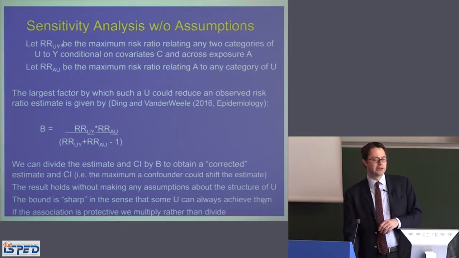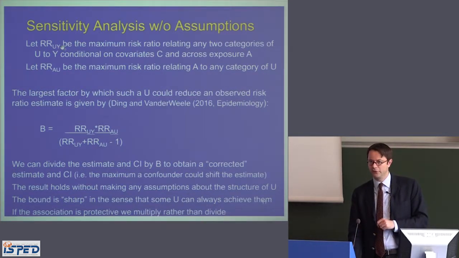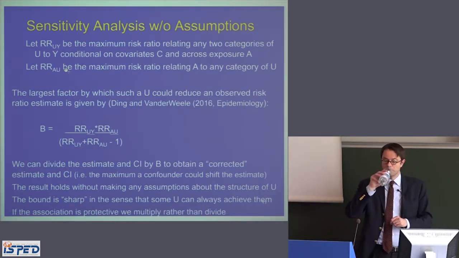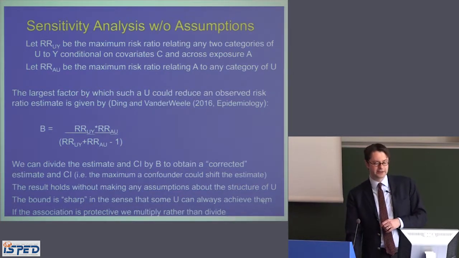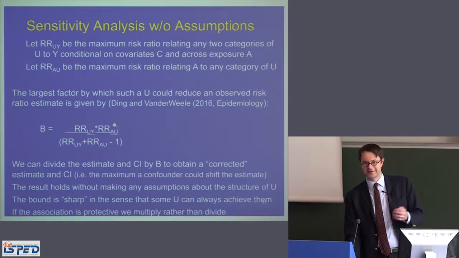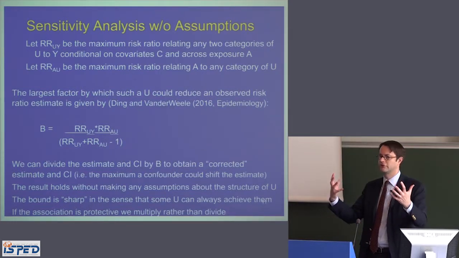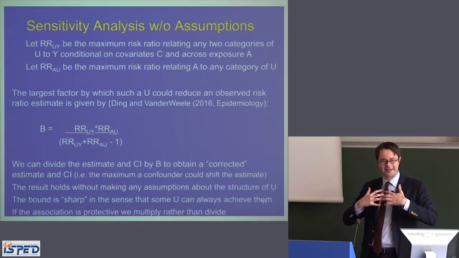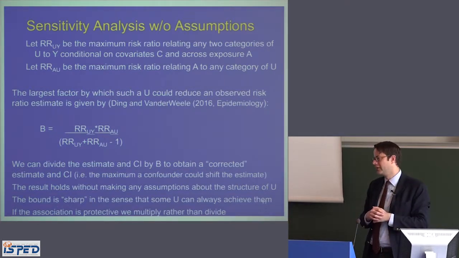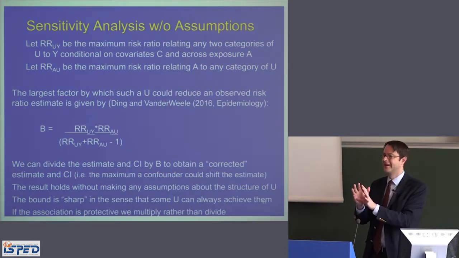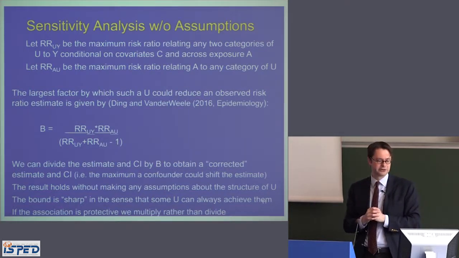So if we thought U could increase the outcome at most by 3-fold, and that U is at most 2-fold more likely amongst the exposed than the unexposed, then we would have 3 times 2, that's 6, divided by 3 plus 2, that's 5, minus 1, that's 4. 6 over 4, 1.5. The most such an unmeasured confounder could change our estimate up or down would be by a factor of 1.5. It is impossible for such an unmeasured confounder to generate more bias. It might not generate that much bias, but that's the most bias that could be generated.